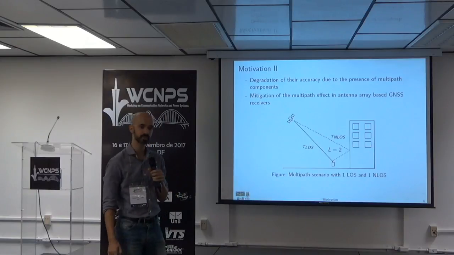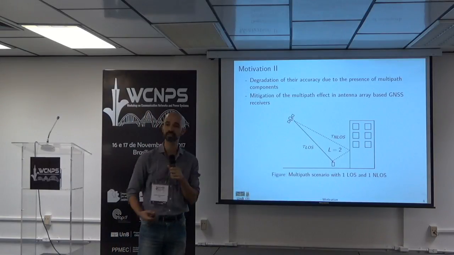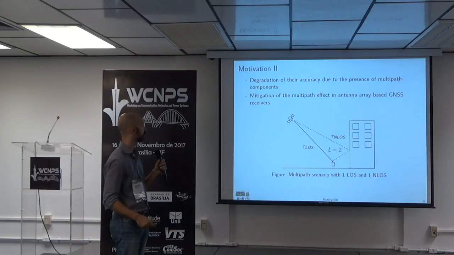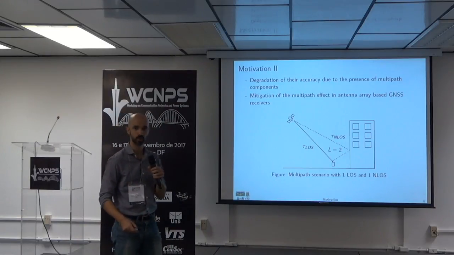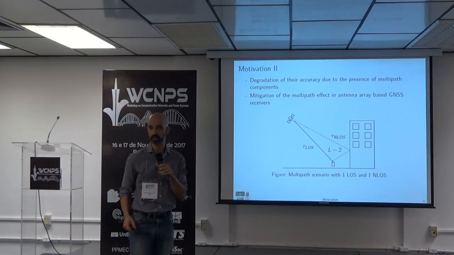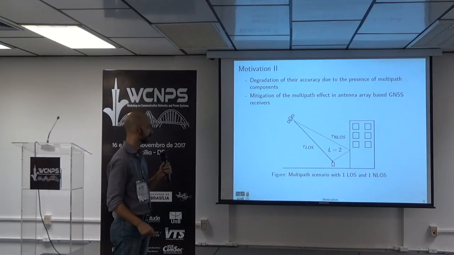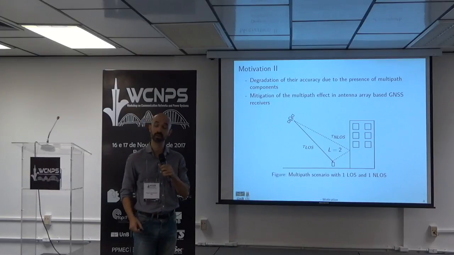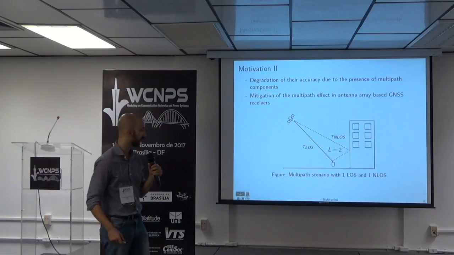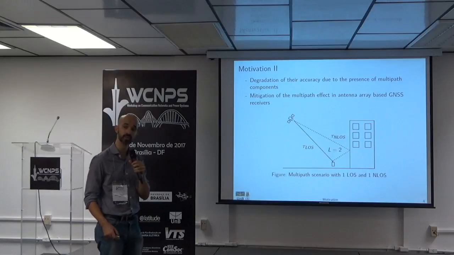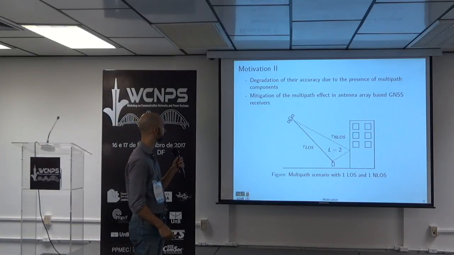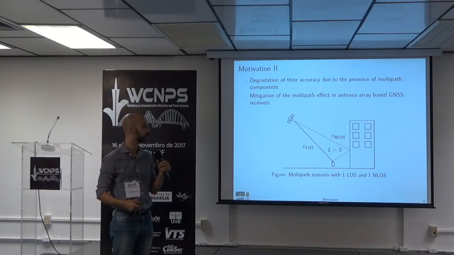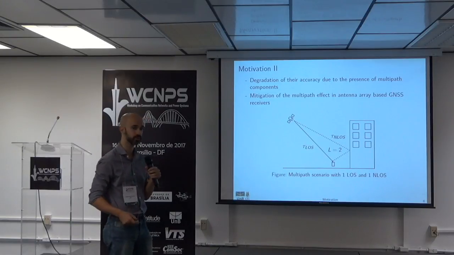Now, one problem is you are basing yourself on the code correlation. And the biggest problem to this is called the multipath, which are copies of the signal that are reflected or refracted around the environment. Because you have a copy of the same signal that is correlated with the same signal, it will degrade the autocorrelation function used in time delay estimation. So it's interesting to focus on techniques which can mitigate multipath under these scenarios.